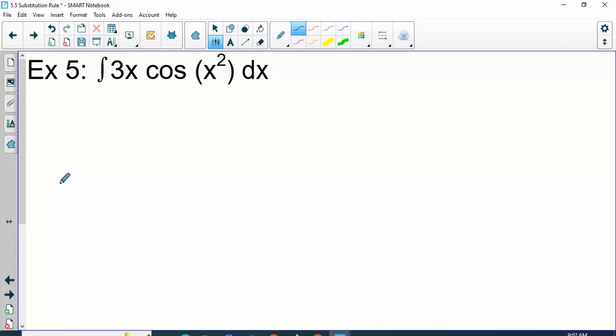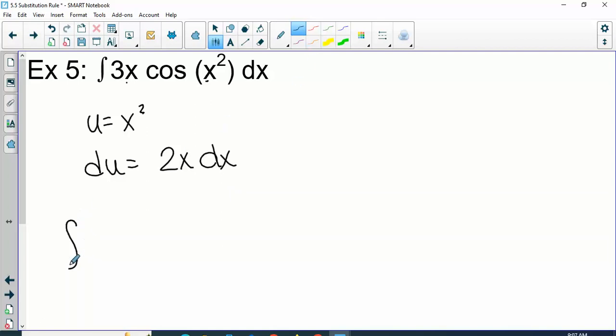Do 5 and 6 and then stop. What is u? Is this one where I could get by without the substitution rule? No, because we have multiple x's. What is du? Okay. So when I integrate, the x squared will get replaced with my u, so that gives me a cosine of u.